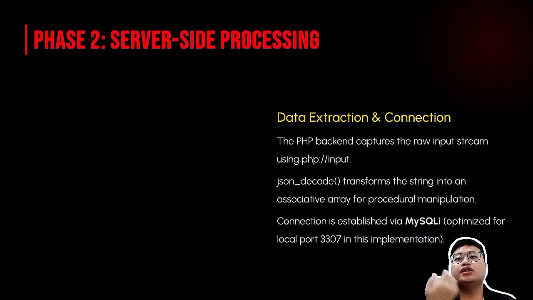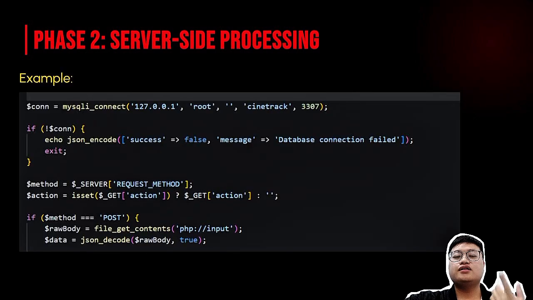Next, for Phase 2, which handles the server-side processing, once our fetch successfully delivers the payload to the backend, my api.php script takes full control. The responsibility is to read the incoming network data stream, interpret the structure, and open a secure gate to our relational database management system and accurately execute the data persistence operations. Okay, so now let's see the source code.